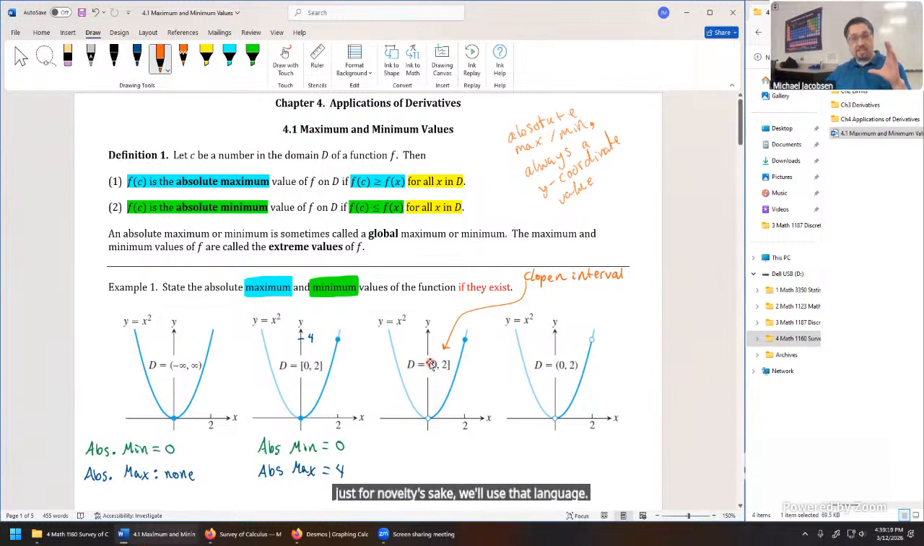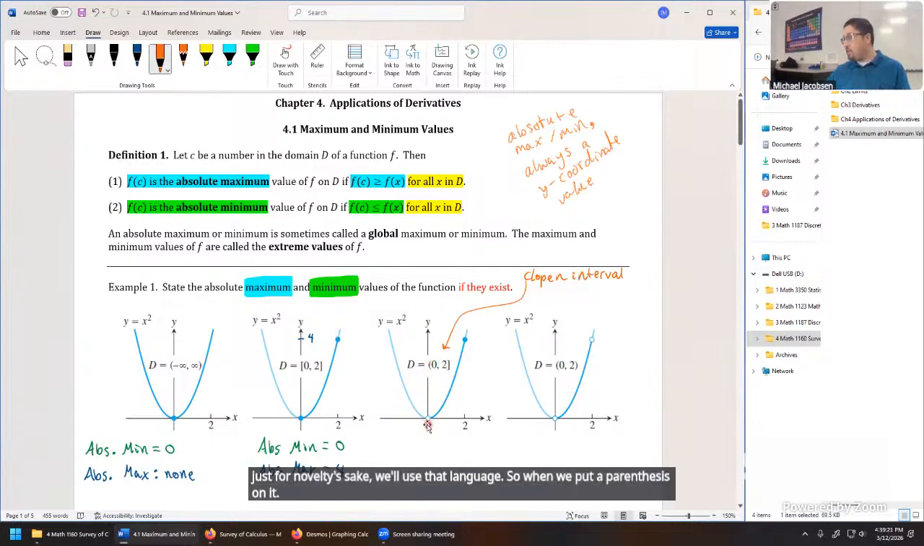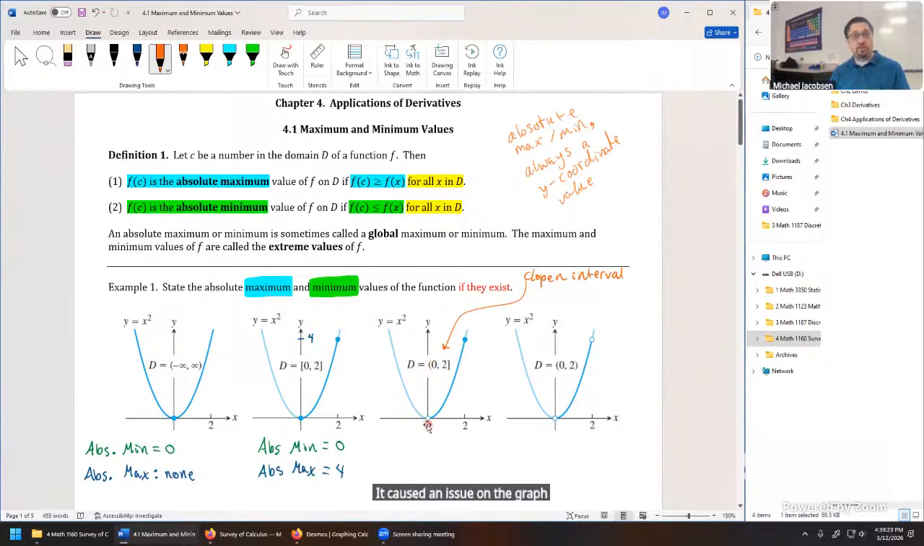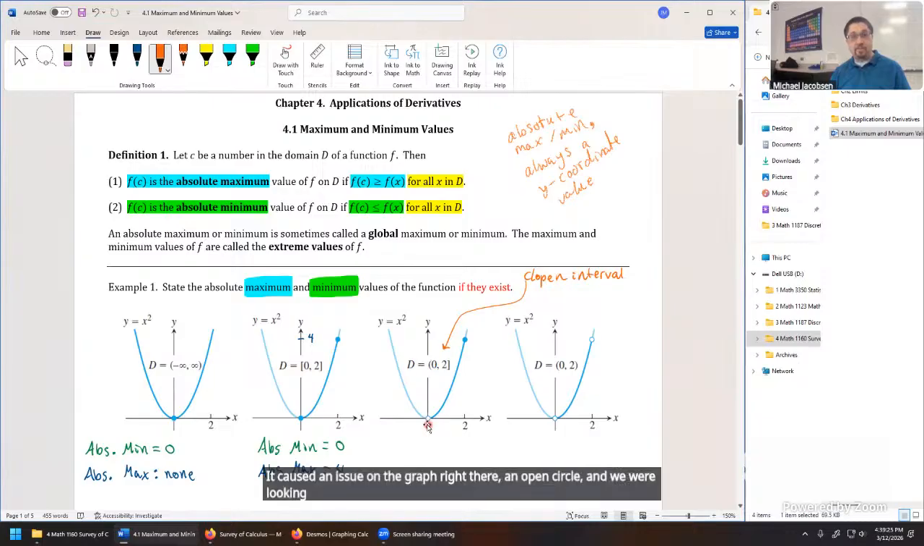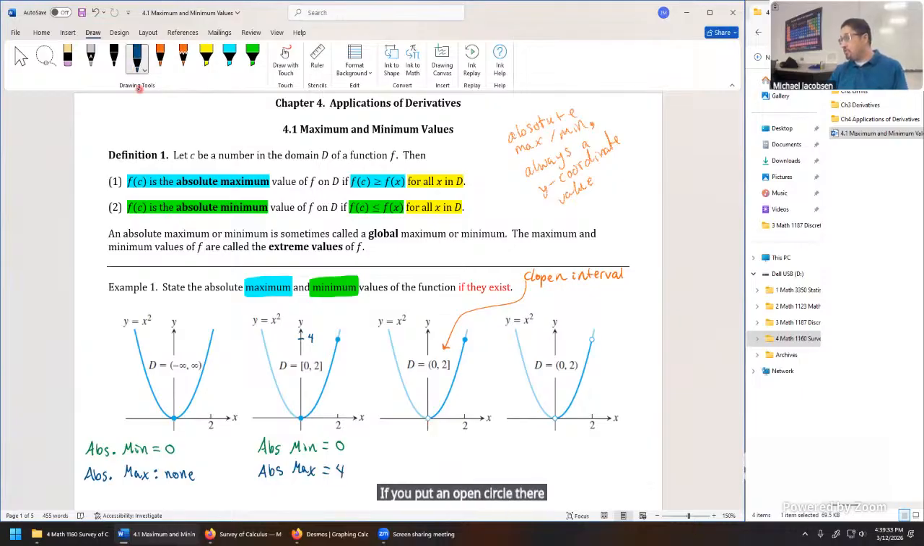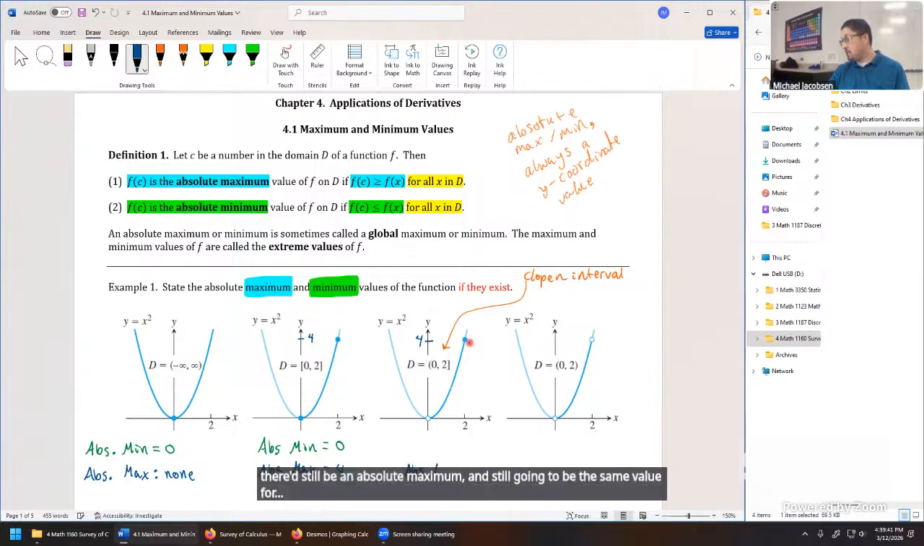So when we put a parenthesis on it, it caused an issue on the graph right there, an open circle. And we were looking at a lot of these kinds of issues when we were taking limits of functions, discussing continuity and so on. If you put an open circle there, well, let's focus on the good news. There'll still be an absolute maximum and still going to be the same value, 4. Absolute max is 4.